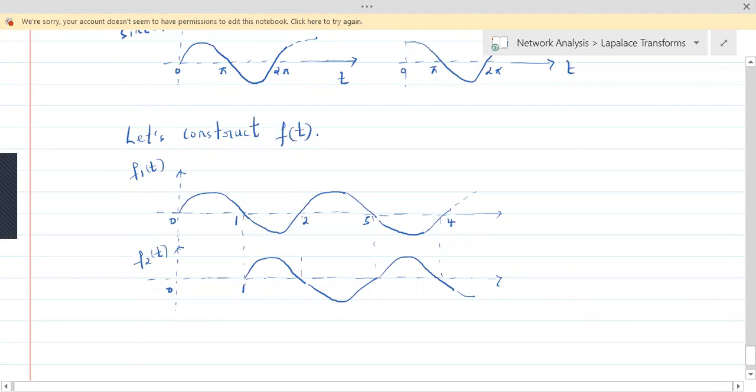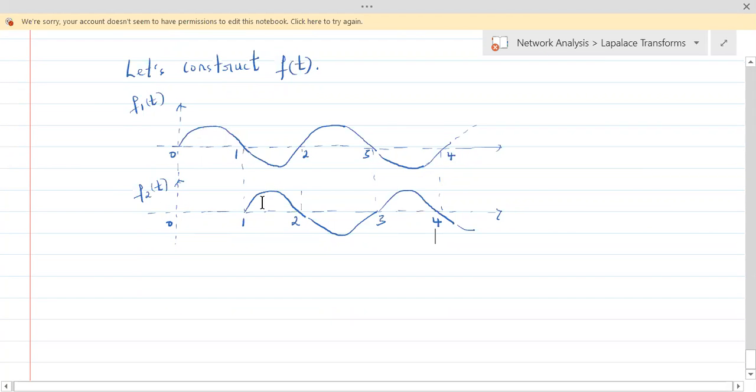Everybody understand that? So one signal is starting at 0. The other signal is starting at 1. Fine. So what can we do to retain only this part? Now see here, this is positive, this is negative, positive, negative, positive, negative. So if you add these two signals, the signal would vanish from t equal to 1 onwards. So beyond t equal to 1, things will go to 0.